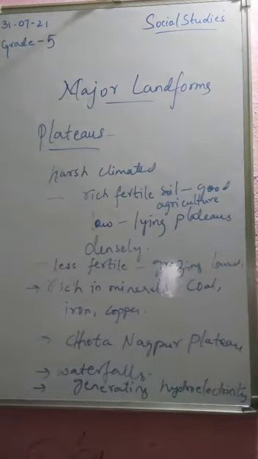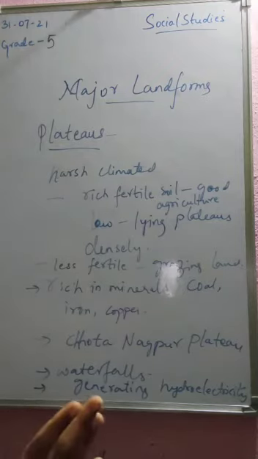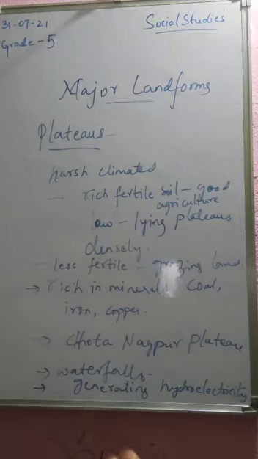What do we mean by fertility? Fertility is nothing but good soil. If the soil is good, it is called rich fertile soil, and it is used for cultivation. The soil has many minerals in it. In short, it is equal to the fertility for the vegetation of plants.